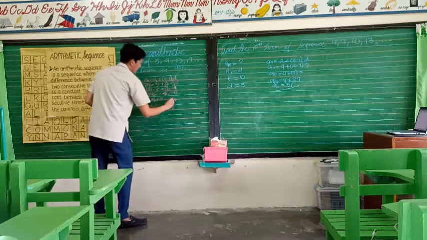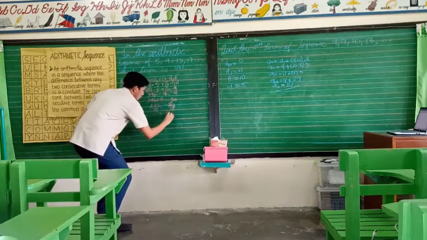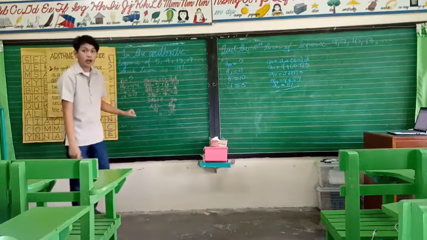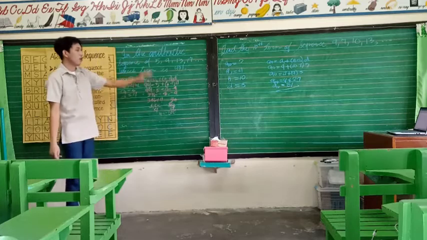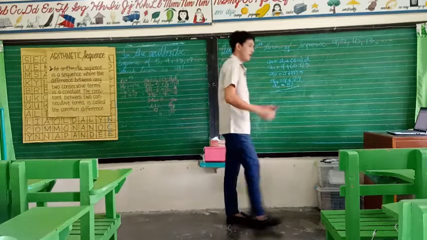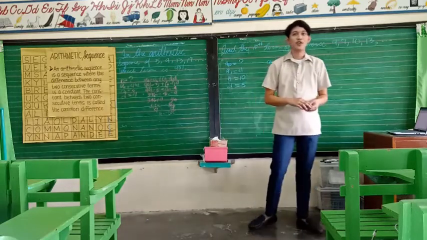So, it cancels. Our n here is 100. Therefore, 401 is the 100th term of the sequence. Do you understand, class? Yes, sir. Do you have any question? None, sir, because everyone understood the discussion.